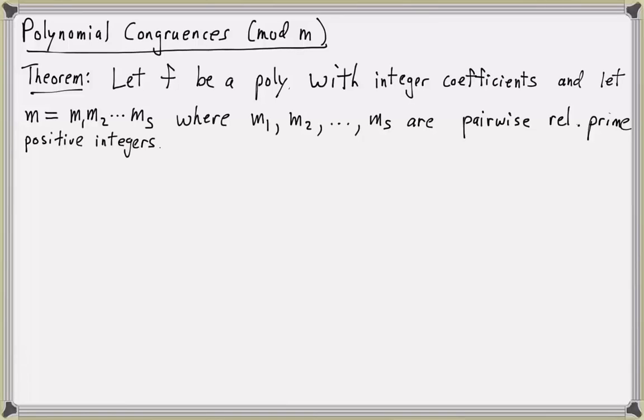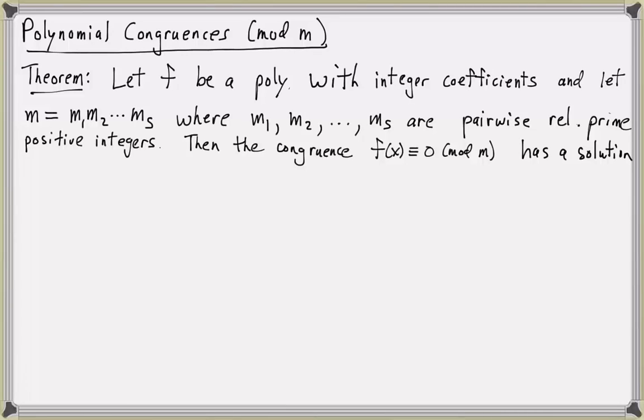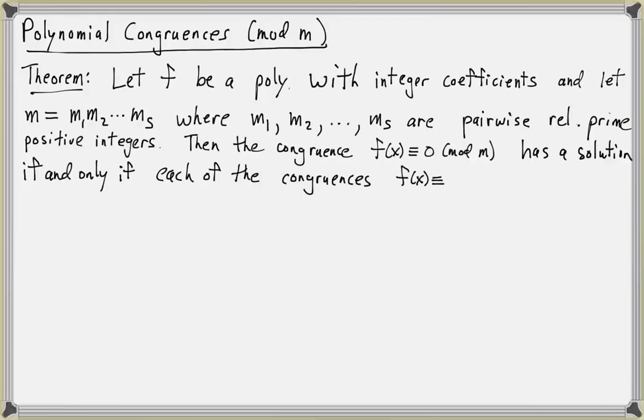Then this theorem states that the congruence f of x congruent to 0 mod m has a solution if and only if each of the congruences f of x congruent to 0 mod m sub i, for i equal to 1, 2, up to s, has a solution.